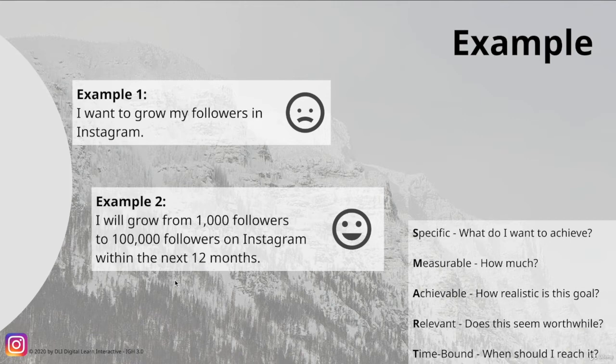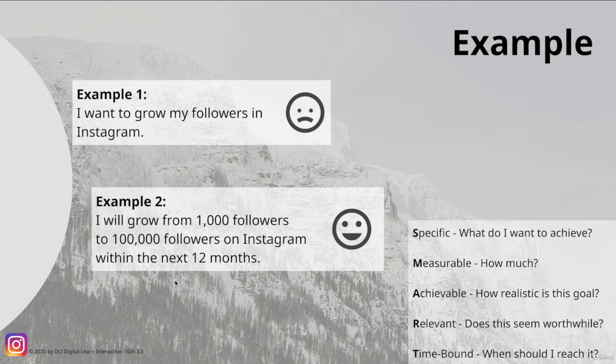Achievable, how realistic is this goal? I don't know. I mean, grow, sure, you can grow, but how much? But still, let's say it's achievable. Relevant, this seems worthwhile, definitely if you would like to grow on Instagram. And time bound, when should I reach it? I have no clue. So from the SMART goals, from these 5 different things you need to think of, 2 are missing. It's not measurable and it's not time bound. And that's very, very common that you forget those 2 parts.